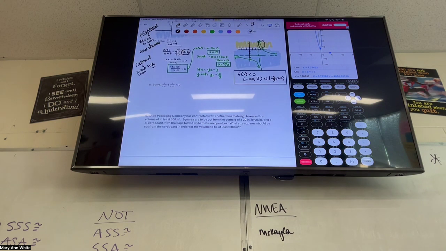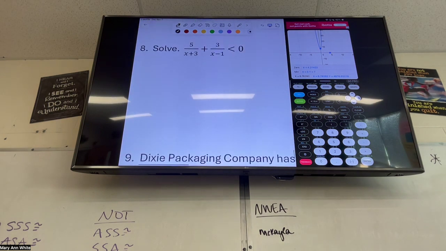Okay, we got to get like terms here. How do we combine those two different fractions into one fraction? Good, we'll multiply by x minus 1 on the first one on top and bottom, and then x plus 3 on top and bottom of the second one.